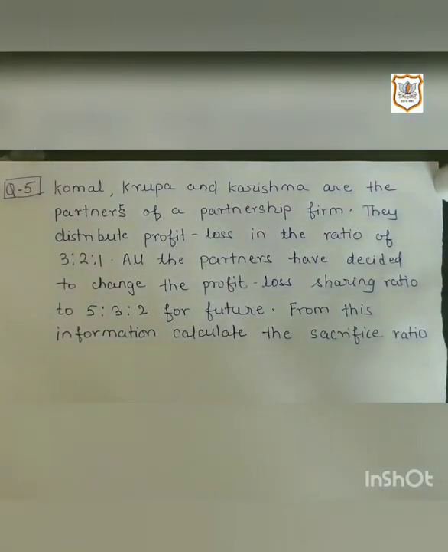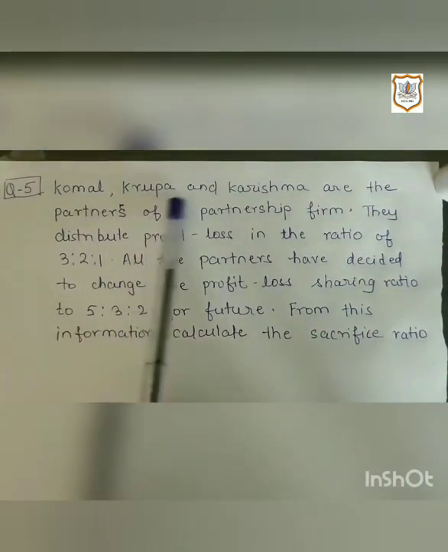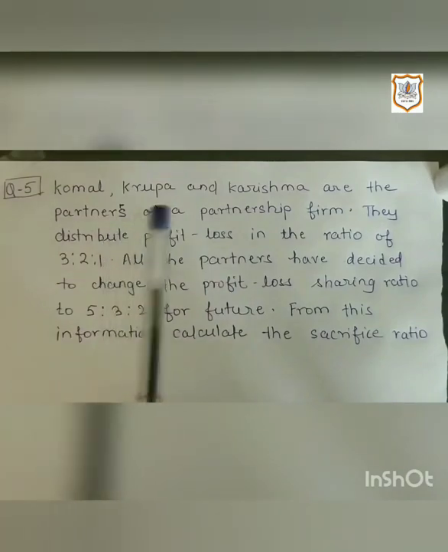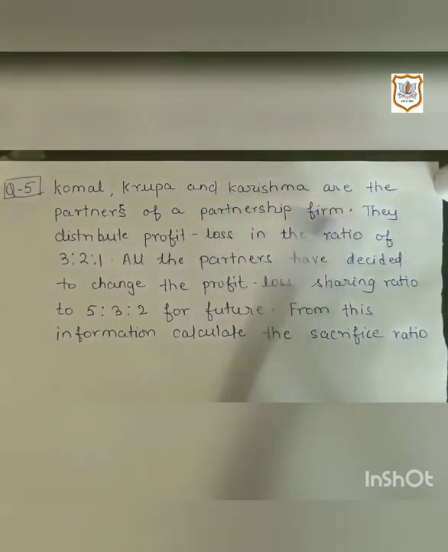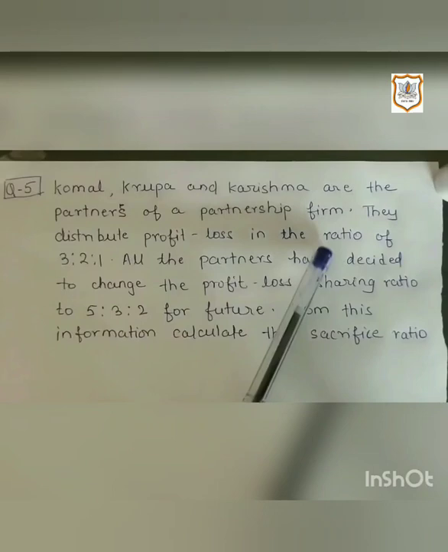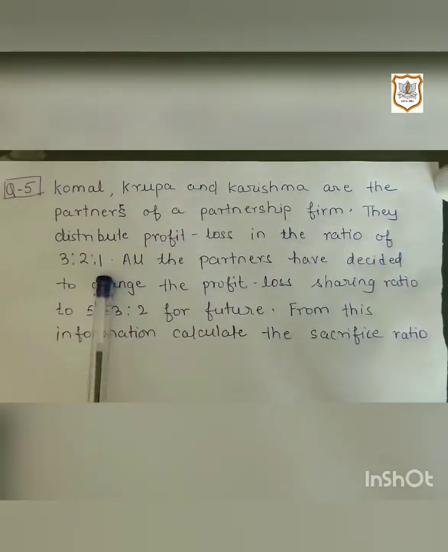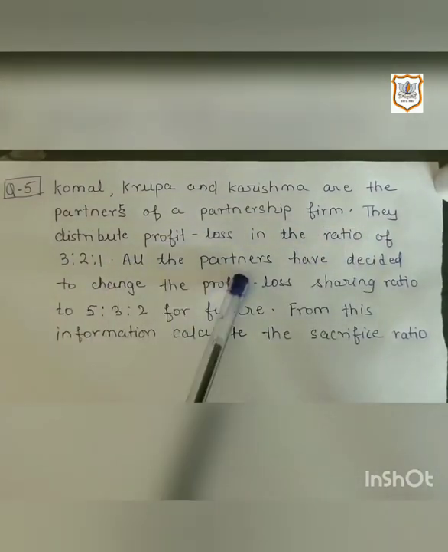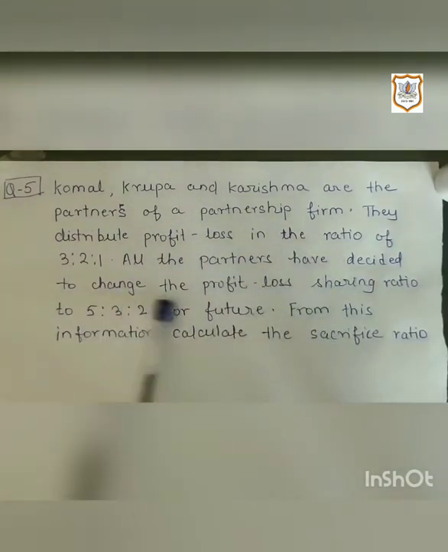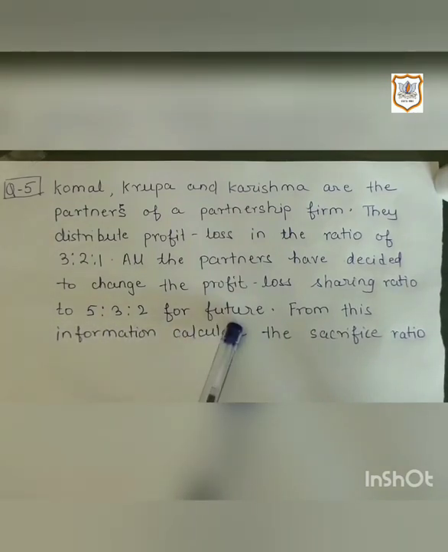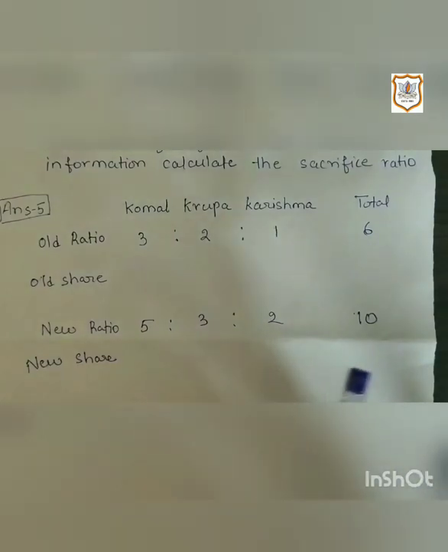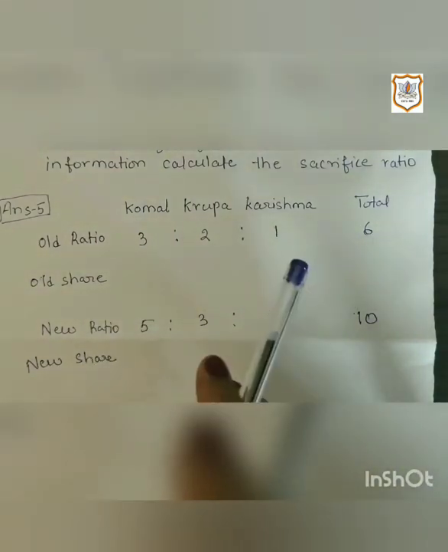Here is question number 5. Komal, Krupa and Karishma are the partners of a partnership firm. They distribute profit and loss in the ratio of 3:2:1. All the partners have decided to change the profit loss sharing ratio to 5:3:2 for the future. From this information, calculate the sacrifice ratio. So here we have to calculate the sacrifice ratio.